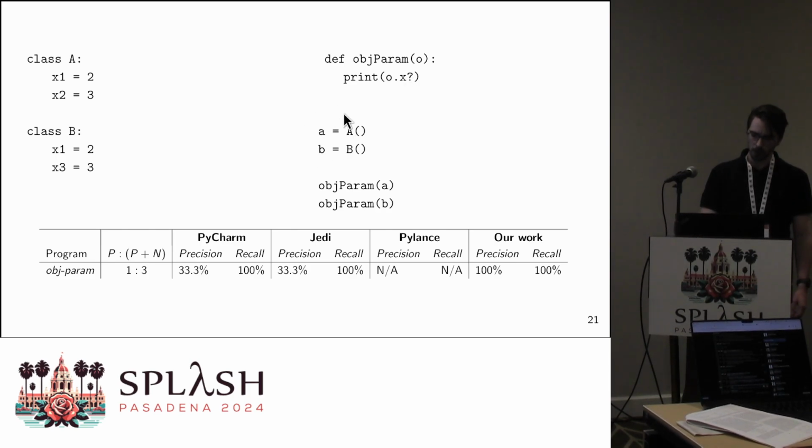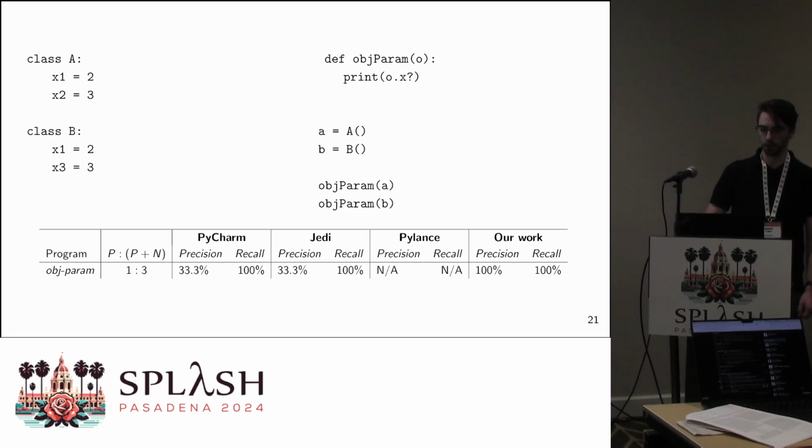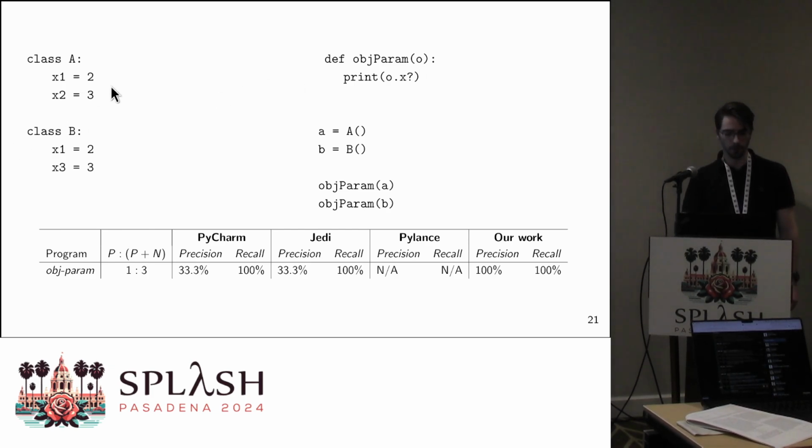Now, the rest of our program creates two objects, one of class A, one of class B, and then calls this function with our object of class A and object of class B. So the available completions in this function are dependent on the arguments passed to the function calls. So in this case, o can be an object of class A and an object of class B. So again, the intersection of the fields is the sound completion candidates.